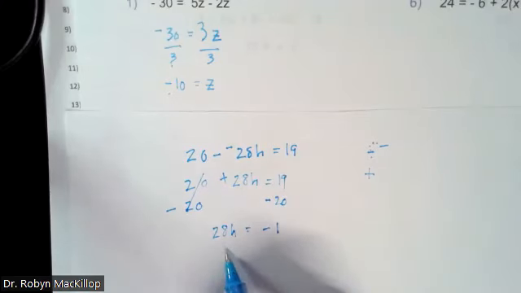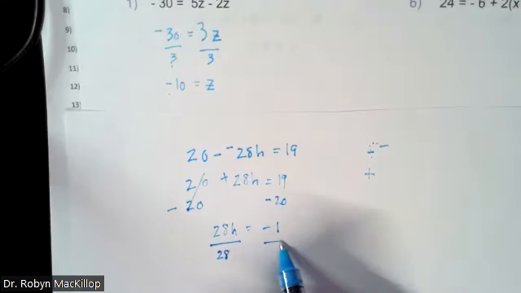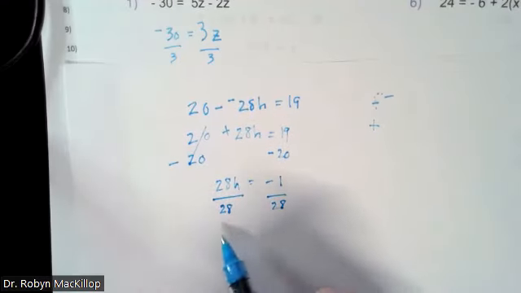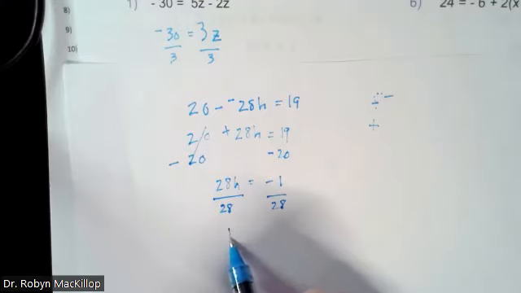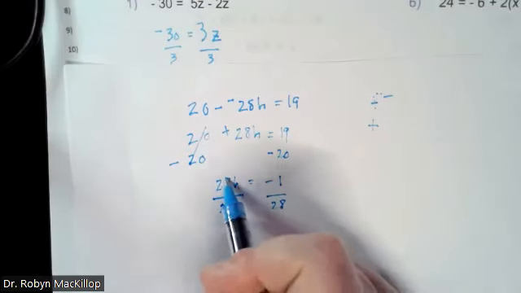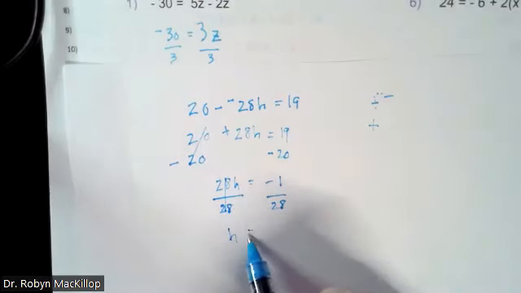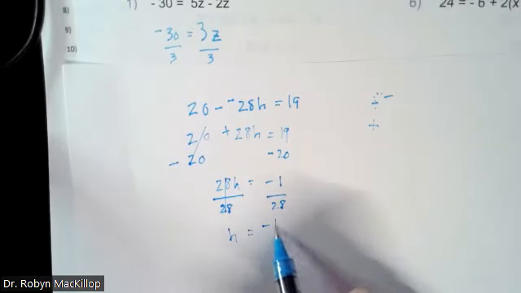Now, this looks more familiar. We've got 28 times H. We're going to divide out the 28, which means we're going to do the exact same thing over here. Don't like that it's a fraction. I much prefer to teach whole numbers when you're learning. That leaves us with H, because those cancel, equals -1/28.